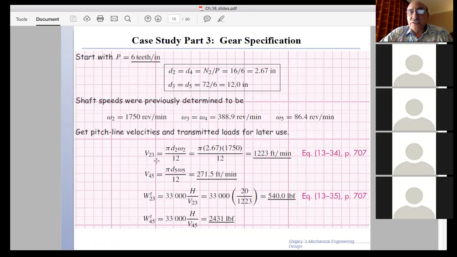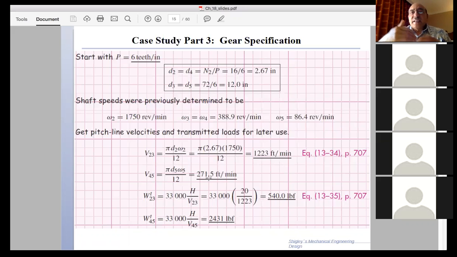So V23 is computed from the diameter and the RPM to be here 1230.23 feet per minute, and for gear 4 on gear 5, 271.5 feet per minute.